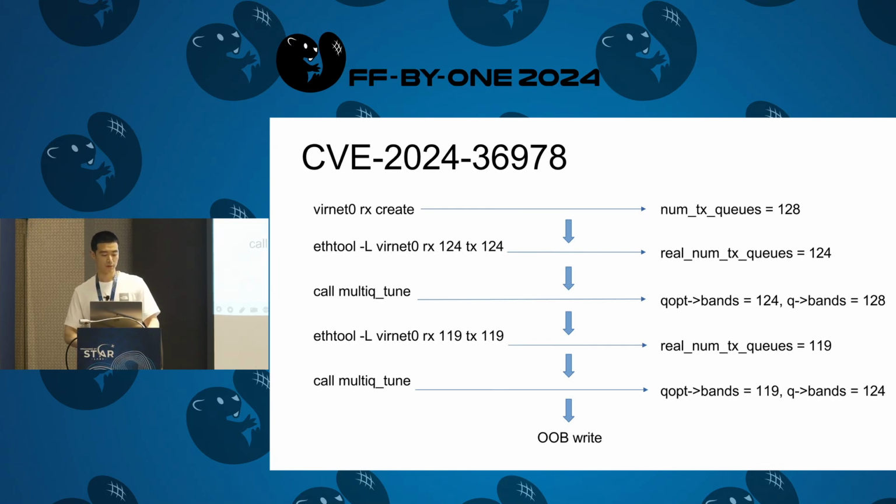Here's an example. First, we create a network card. Then we set real number TX queues to 124. Call modify qdisc again, which will create a 124-valued object. Then modify the real number TX queues to 190. Call modify qdisc again. We can write a heap point out of bounds that will be released immediately.